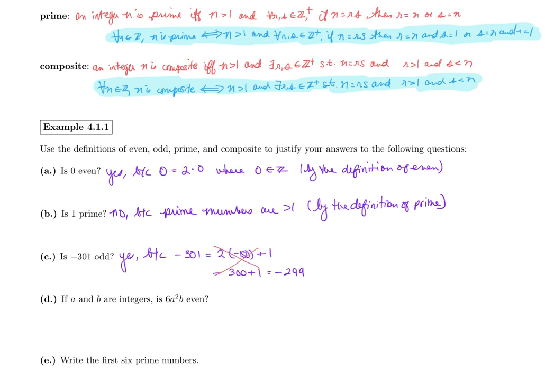Let's try it again. Let's say negative 301 equals, how about 2 times negative 151 plus 1. Then we get negative 302 plus 1, which gives us negative 301, which is exactly what we wanted. And we know that negative 151 is an integer. So this is by the definition of odd, our reasoning there.